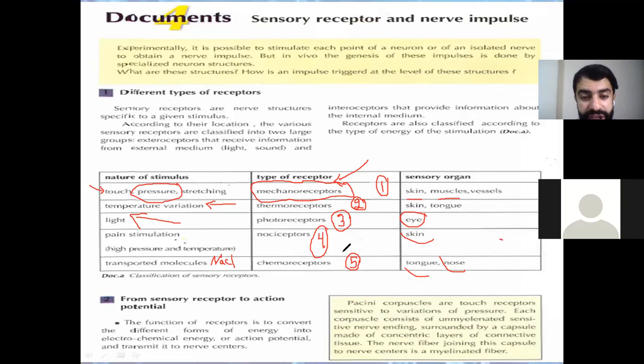Nociceptors are mainly related to pain. If a temperature causes pain, the receptor is classified as a nociceptor. But if it is a high temperature, for example, a high temperature in Saudi Arabia, does it cause pain?